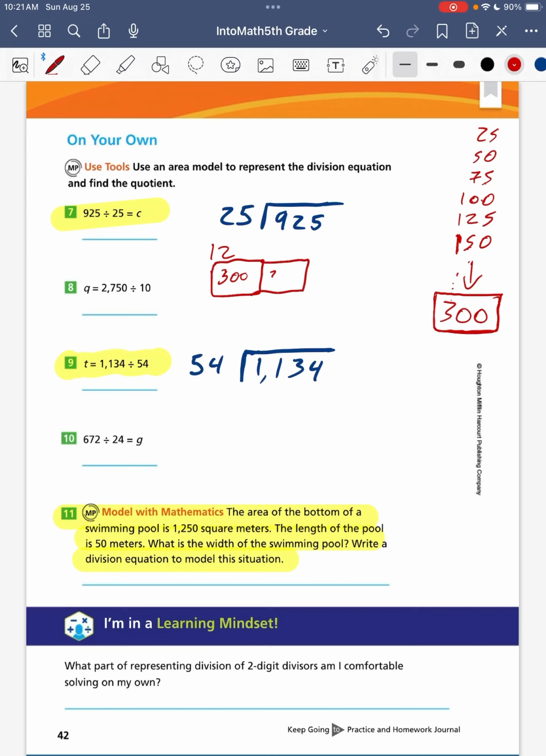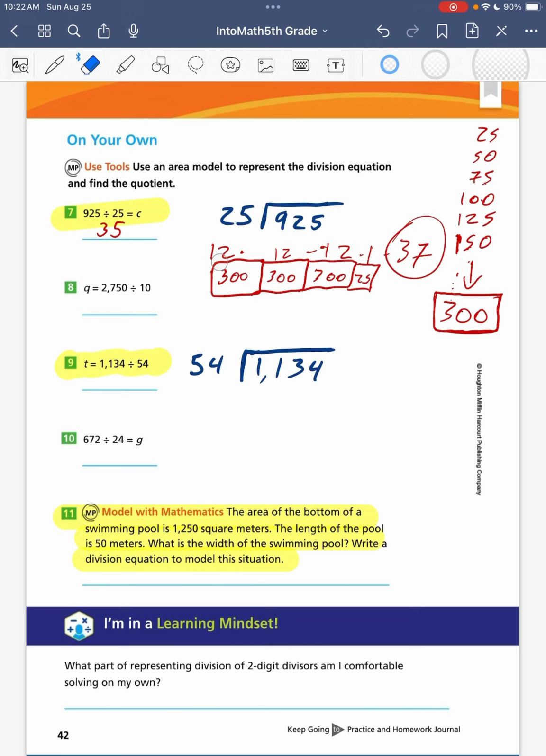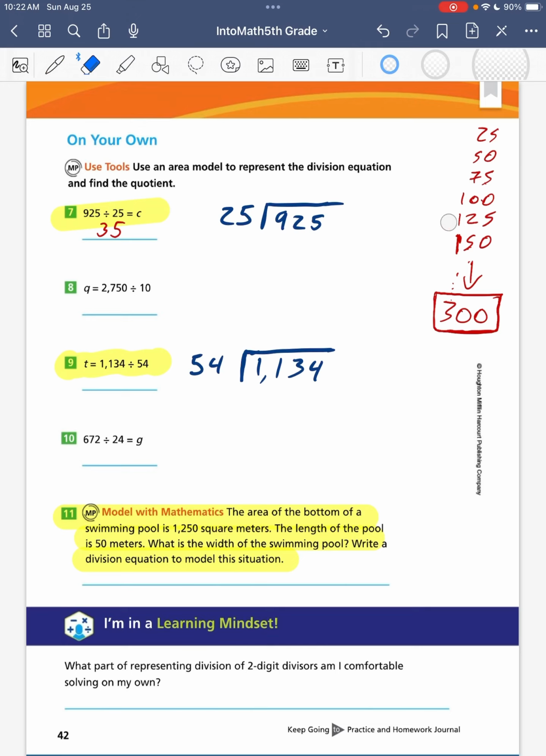And I know that 3 times 300 equals 900, plus 125, means that I have 12 plus 12 plus 12, 36, plus 1, 37. Based off my area model and my partial quotients, I know that 25 can go into 925 37 times. But I also want to show proof of concept how this works.